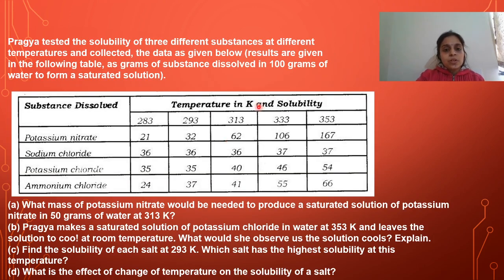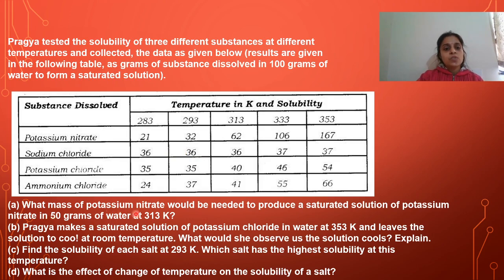The next question. This is your textual question. Just follow the question in your text. Pragya tested the solubility of three different substances at different temperatures and collected the data as given below. Actually, there are four salts: KNO3, NaCl, potassium chloride, ammonium chloride. So four different salts have been dissolved and the data has been collected at different temperatures. What is the solubility? They have given this data in your text. Based on this data, the questions will be raised.